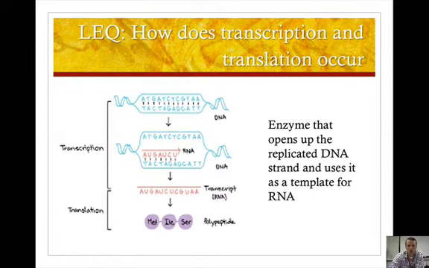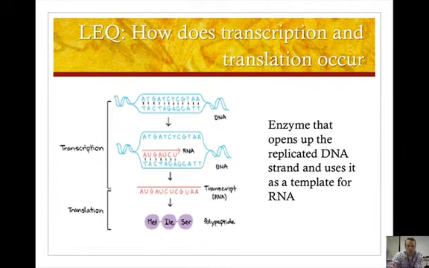Notice here, RNA polymerase is an enzyme that opens up the replicated DNA strand and uses it as a template for RNA. So as you see in this picture, this RNA strand is being made. What's occurring is that RNA polymerase, that enzyme, is using it as a template. So now we have this RNA polymerase creating this new strand of RNA. It's similar to DNA polymerase, because remember, DNA polymerase, we talked about in the last video, makes a new strand of DNA. This one is just doing RNA.